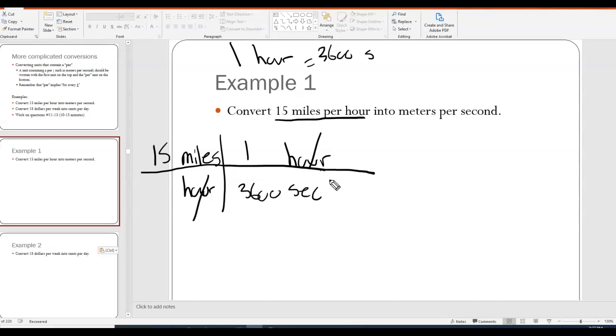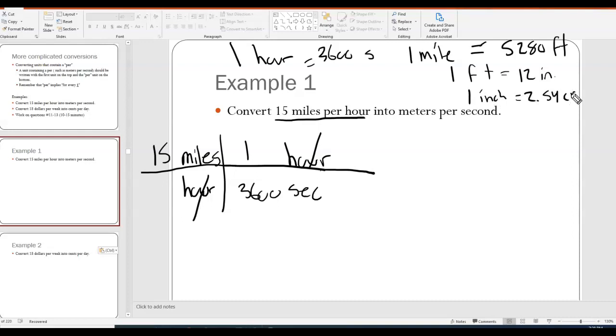So now I need to be creative and think, how do I convert from miles to meters without looking up a new conversion factor, just using what has been given in the past note slides. Well, I do know that 1 mile is equal to 5,280 feet, and I also know that 1 foot is equal to 12 inches, and 1 inch is equal to 2.54 centimeters, and 1 centimeter is 10 to the minus 2 meters.